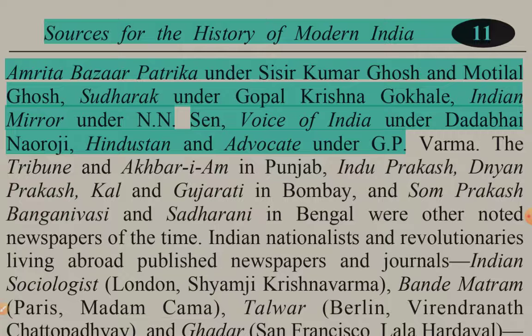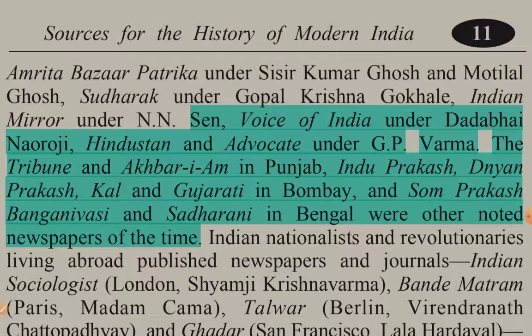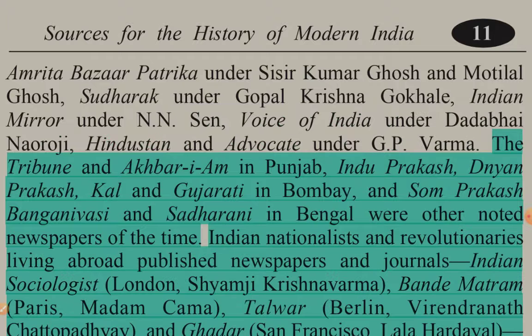Amrita Bazar Patrika under Shishir Kumar Ghosh and Motilal Ghosh, Sudharak under Gopal Krishna Gokhale, Indian Mirror under N.N. Sen, Voice of India under Dadabhai Naoroji, Hindustan and Advocate under G.P. Verma. The Tribune and Akbar-i-Am in Punjab, Indu Prakash, Dnyan Prakash, Kal and Gujarati in Bombay, and Somprakash, Banganivasi and Sadharani in Bengal were other noted newspapers of the time.